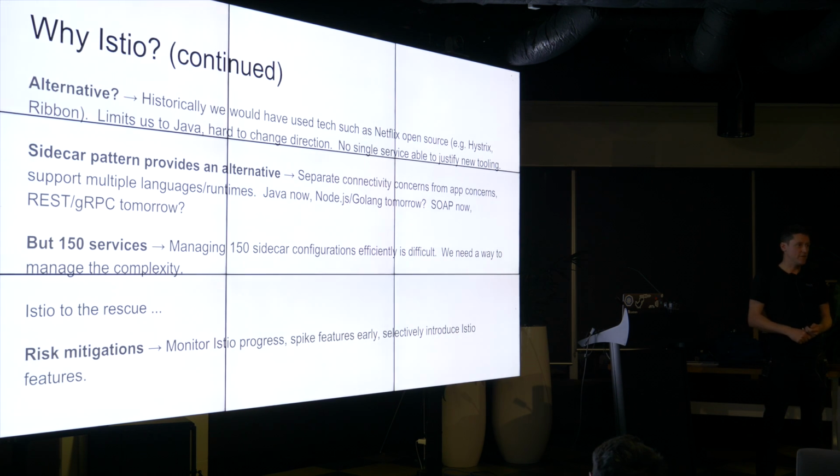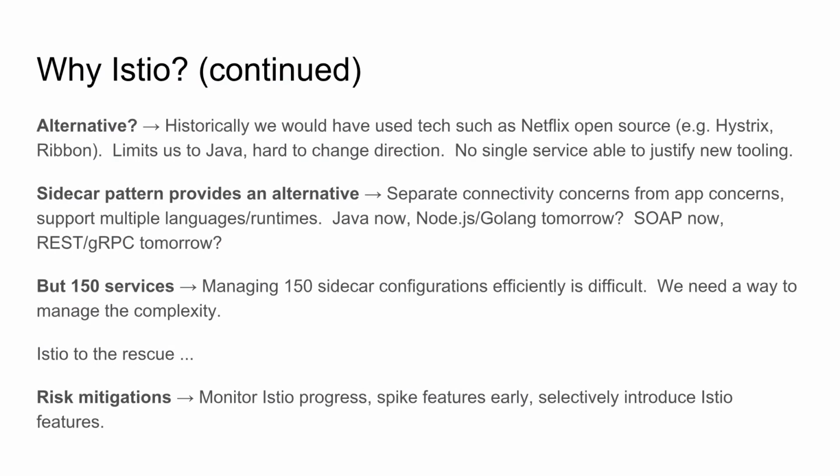We need some way to help manage that complexity, and that's really what Istio brings to the table for us. It lets us do all the things that we can do anyway, but makes it much easier to manage. And I guess just to touch on some of the mitigations, we spent a lot of time monitoring Istio as the project progressed over the last few months. Ben in particular spent a lot of time poring through change logs and pull requests and so on, just to make sure that it's on the right path and to help resolve issues that we were experiencing.